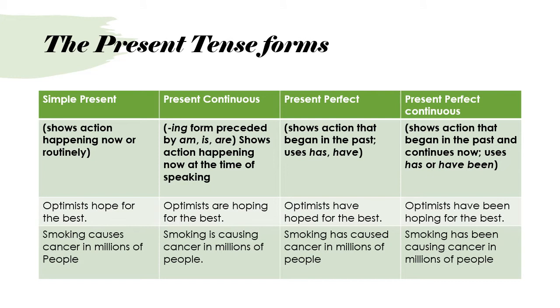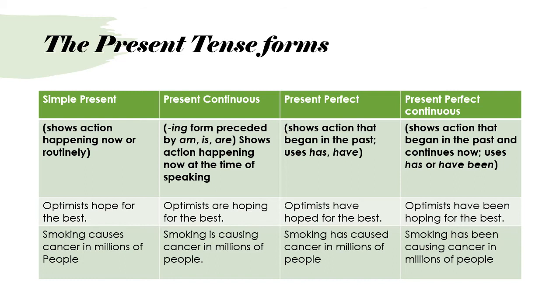Let's look at the continuous form. Now the continuous form is the ing form, and it is always preceded by either am, is or are. If it's singular, it's am and is, and if it's plural, it's are. Now these talk about actions happening now or at the time of speaking. Optimists are hoping for the best. Smoking is causing cancer. So when it's singular, it's is causing, or am causing when it's I. And when it's plural, then we use are hoping, or optimists are hoping.